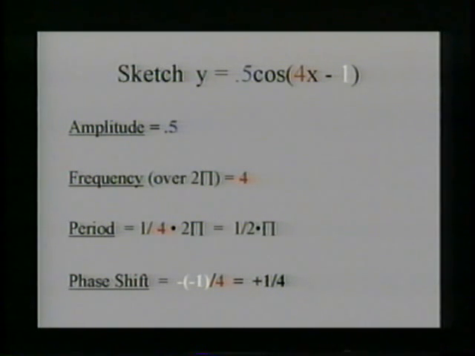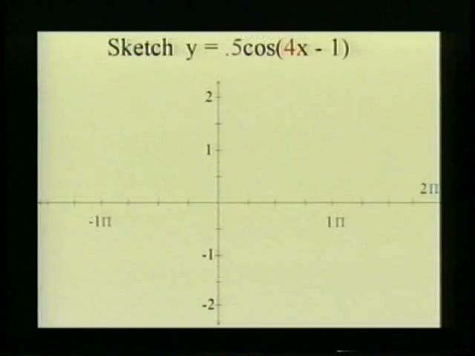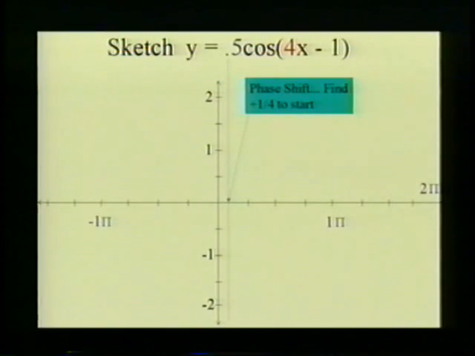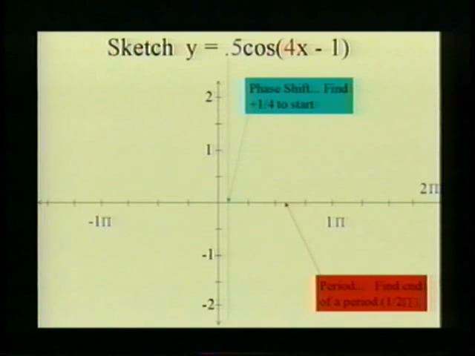Okay, let's see if we can do this. I'm going to remember my period is 1/2 of a pi. This time, I'm going to start at plus 1/4. Now, that may not look like plus 1/4 on this graph, but remember, 1 pi, what you're seeing there, is really 3 point something. So that's about 1/4. Now, where is it going to end? A little bit more than 1/2 a pi, because I had shifted over.